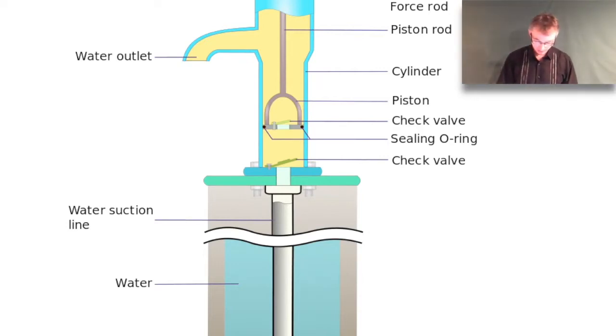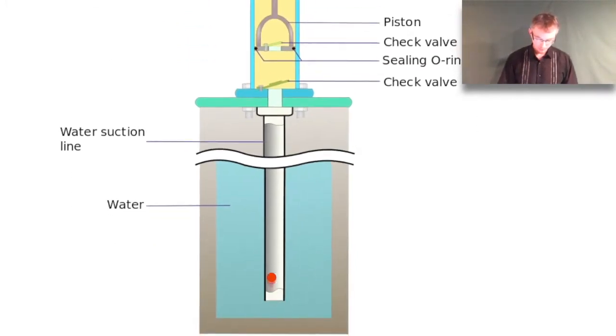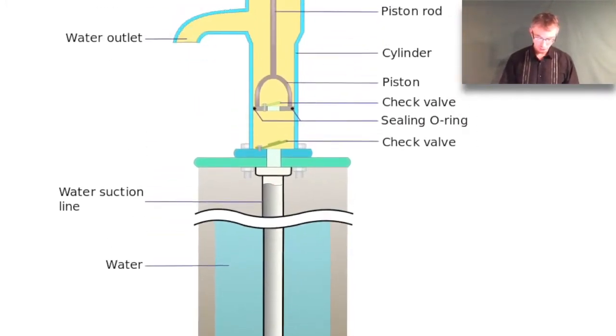So the idea is this. Let's imagine that the piston here is all the way at the bottom, so it's all the way down. And then we're going to start to lift up that piston rod. In that case, this check valve would be closed, heading upward, and this check valve would open, and it would create a low pressure region in this cylinder region here. So it'd be low pressure, and what would happen is the atmospheric pressure would push the water down through the pipe and up into this chamber.